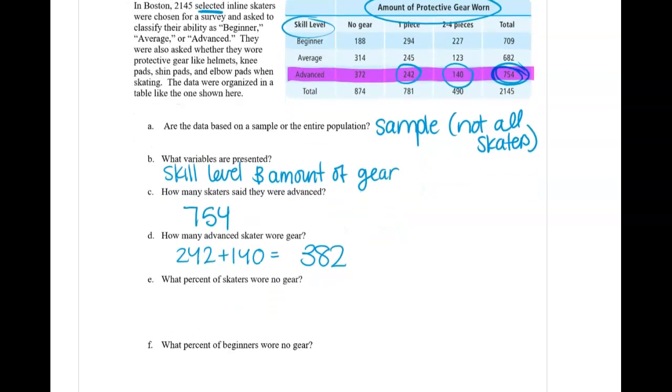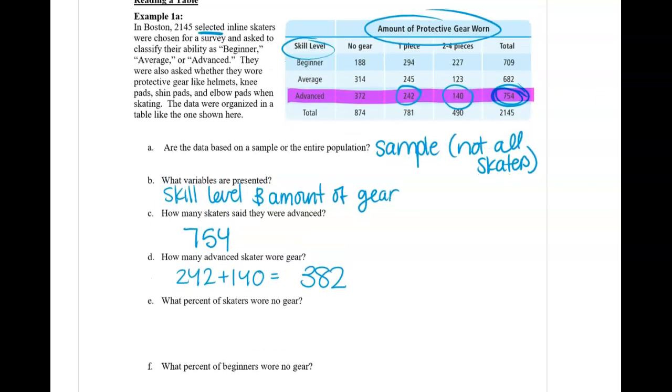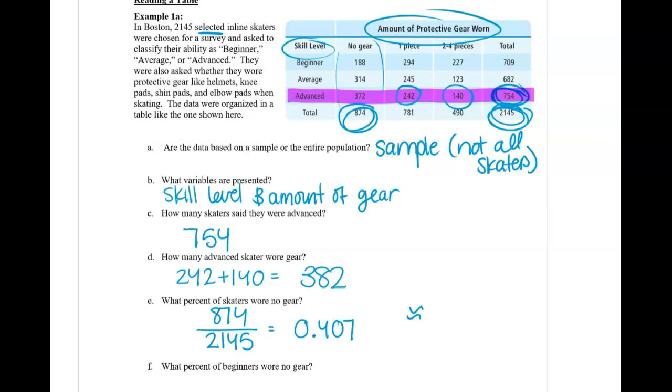Next we have what percentage of skaters wore no gear. So we're looking at the total skaters. So total skaters was 2,145, so that's going to be our denominator. And how many of them wore no gear? 874. These are the no gear people. So 874 divided by 2145. If you put that in your calculator, you'll get 0.407, unless you want to do long division, but I don't really. So that's about 41%.